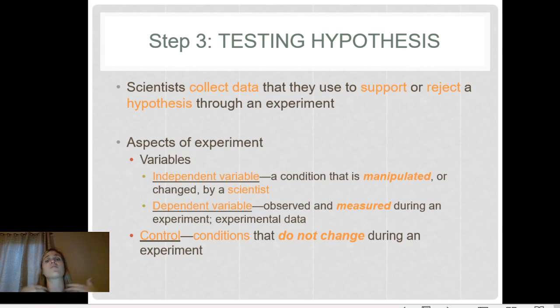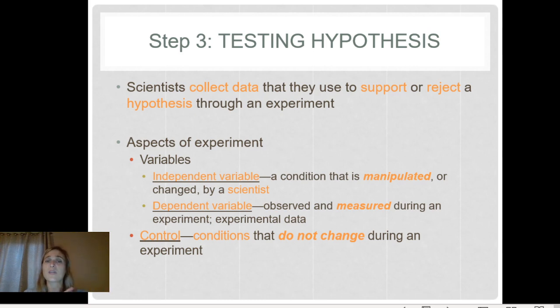First of all, we have variables. So in an experiment, you have variables. You have something called the independent variable, which is the thing that is manipulated or changed by a scientist. Okay, so independent variable is what is changed. It's what you are doing to the experiment. The dependent variable is what is observed and measured during an experiment. It's the experimental data. So in this case, I always tell my students, dependent is data, okay? Dependent is data. It's what you're going to measure.